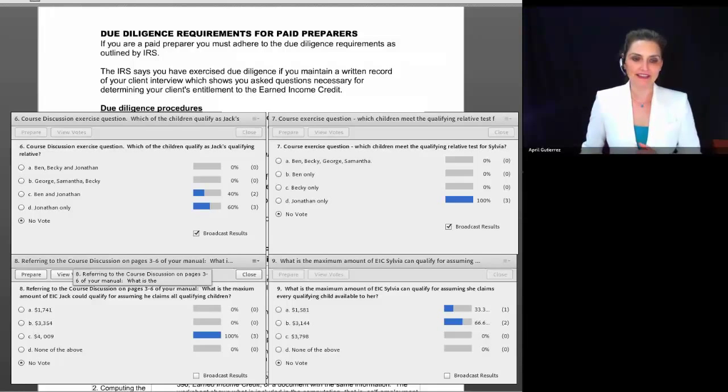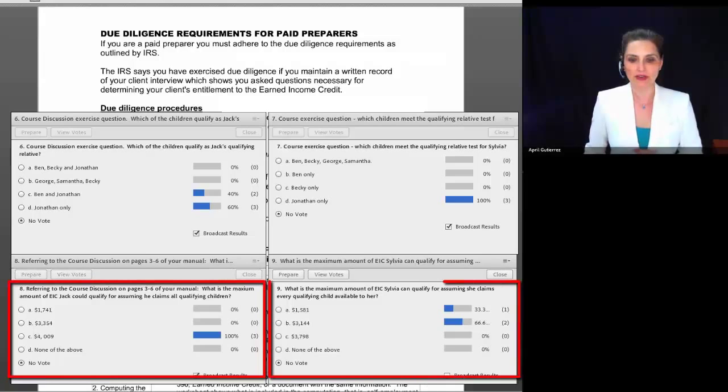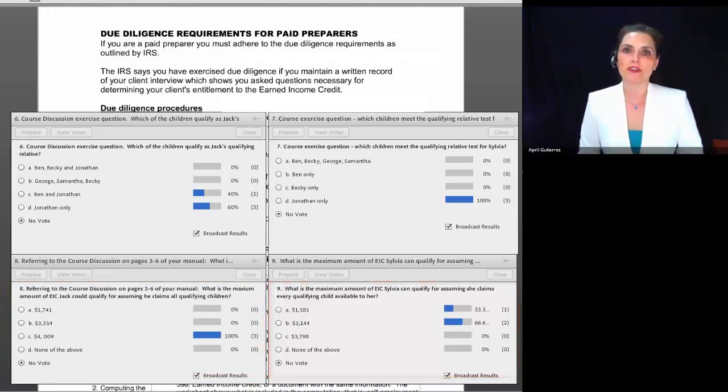Referring to, again, the Jack and Sylvia problem, I've asked you to figure the amount of earned income credit, the maximum amount of earned income credit each of them could qualify for. Well, you can qualify for earned income credit if you have a qualifying child who meets all of the tests for EIC. And for Jack and Sylvia, each of them have a child that they can jointly claim, and then each of them has a child or children that only they can claim.